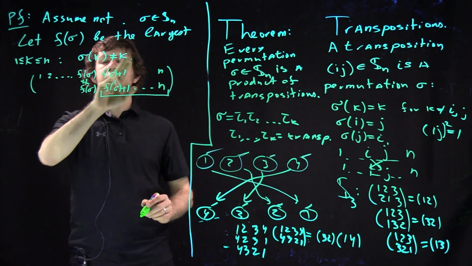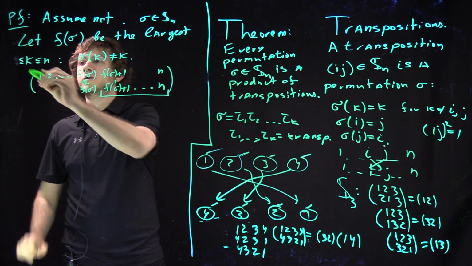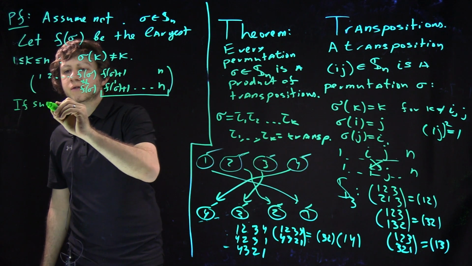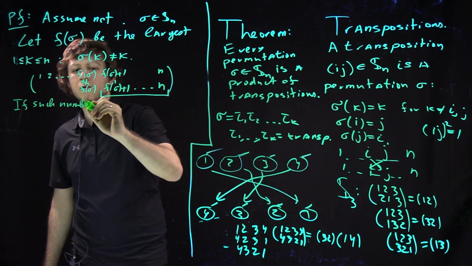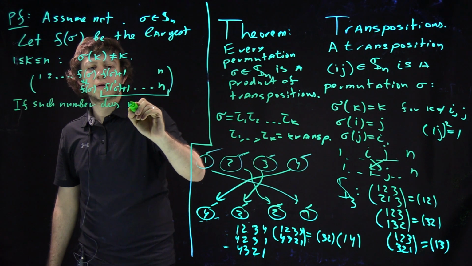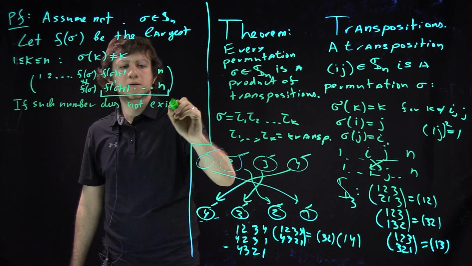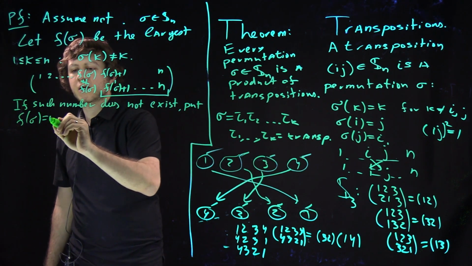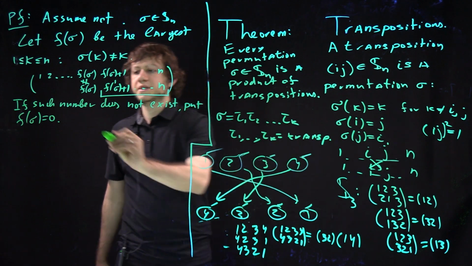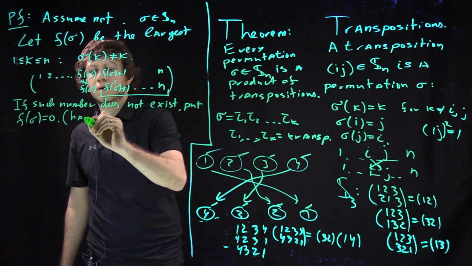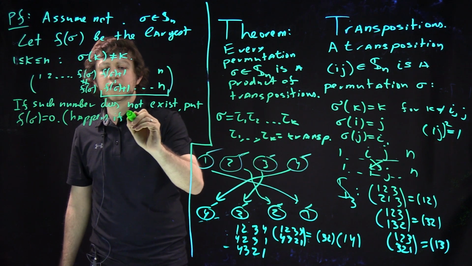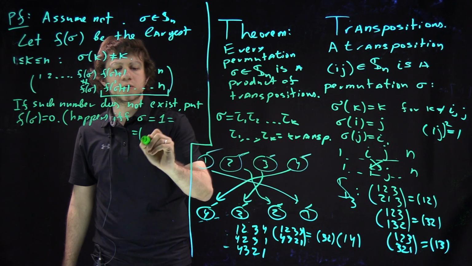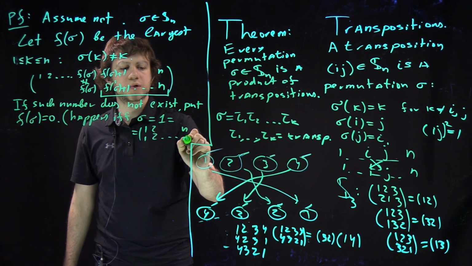So, sorry, and be the largest number from 1 to k. Yeah. So if such number does not exist, put this f of sigma equal to 0, just formally speaking. And of course, this happens if and only if sigma is just our identity permutation. So 1 goes to 1, 2 goes to 2, and so on, and n goes to n.